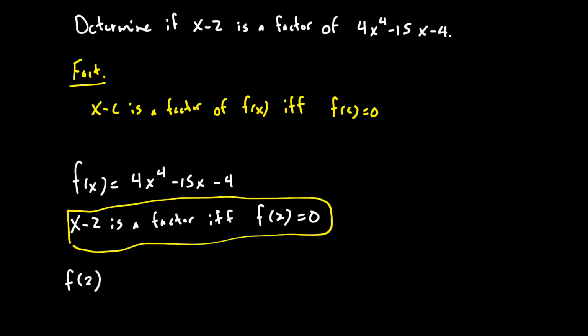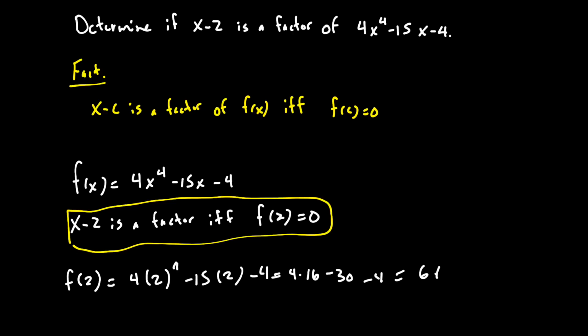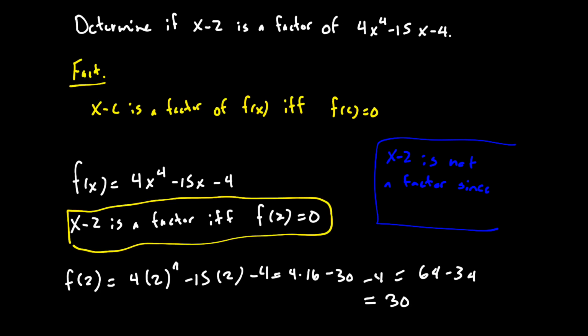F evaluated at 2 is going to be equal to 4 times 2 raised to the fourth minus 15 times 2 minus 4. This is equal to 4 times 16 minus 30 minus 4, which is equal to 64 minus 34. Simplifying this is equal to 30. So what this tells us is that x minus 2 is not a factor, specifically because f of 2 is non-zero.